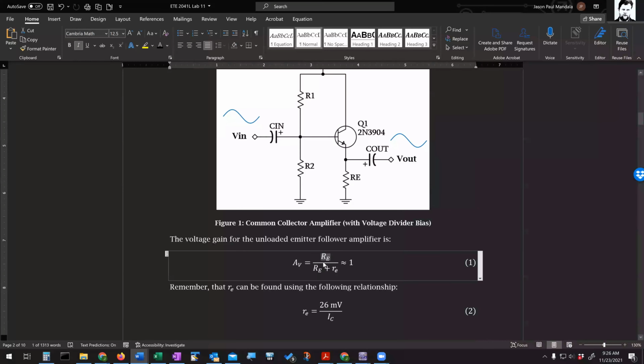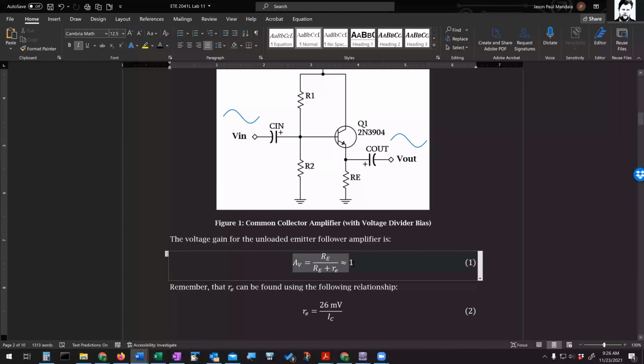Depending on the size of RE, most of the time this ratio is going to be pretty darn close to 1. Even if I have an RE of 1K, it would be 1K over 1K plus like 10 ohms, so this ratio is going to be like 0.99. It's going to be very, very close to 1. And even if RE gets a bit smaller, even if RE is a few hundred ohms or something, this ratio is still going to be pretty close to 1.